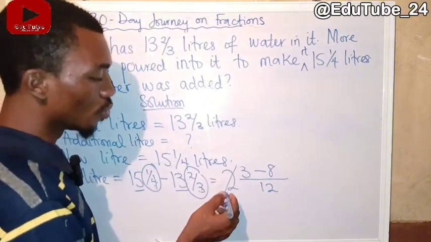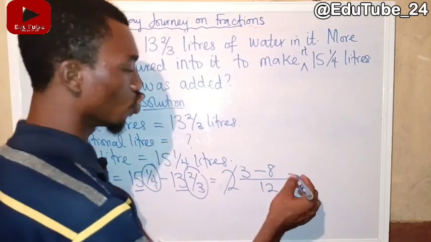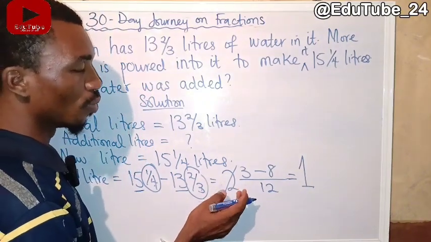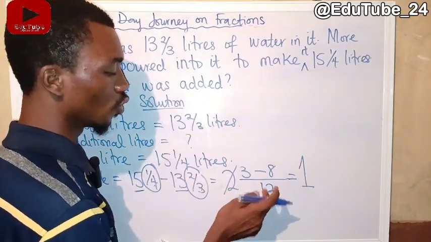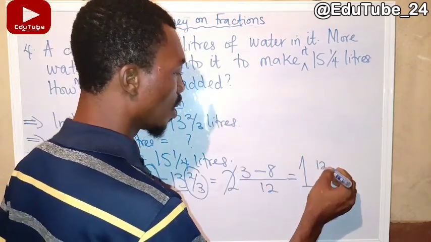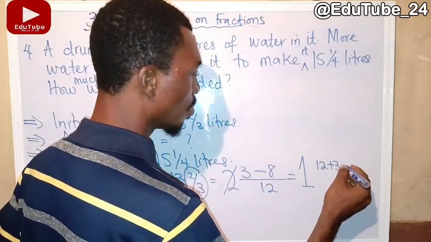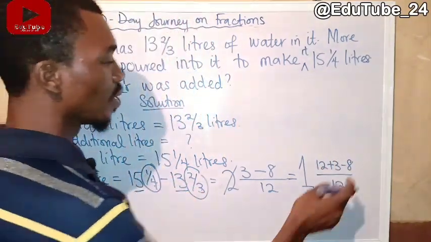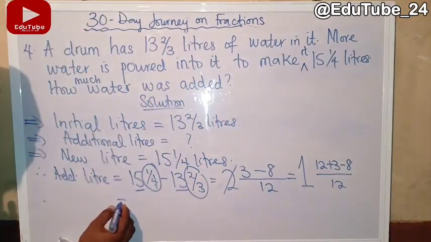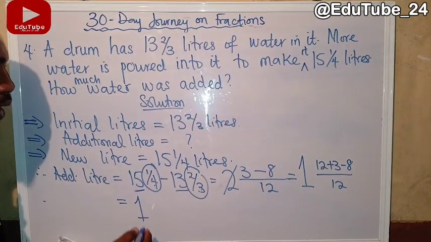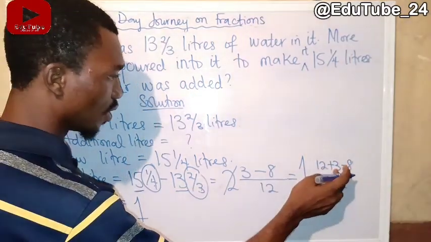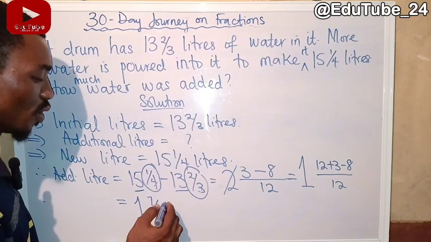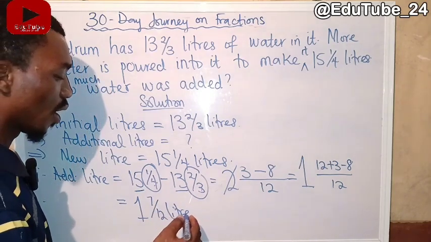But since we have a whole number here to borrow from, we are going to borrow 1 from 2. So we are going to have a new whole number, which is 1 whole number. And don't forget, whenever we borrow 1 from a whole number, the whole number will be equivalent to the denominator. So the one that we borrow will become 12, and then it will be added to this 3, and then minus 8. Everything all over 12. So 12 plus 3, that gives us what? 15. 15 take away 8, and that will give us what? 7. So the additional liter is 1 whole number, 7/12 liter. Additional was added.